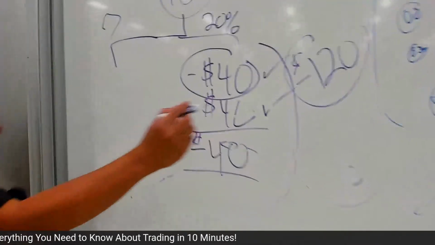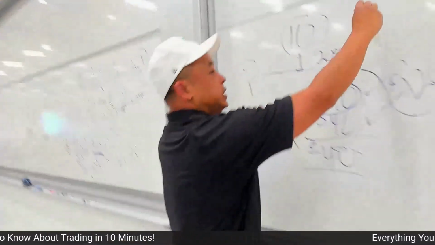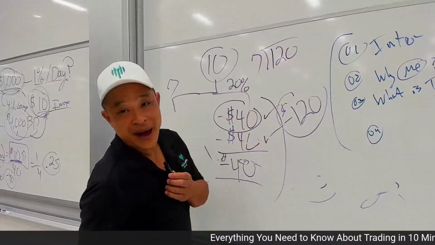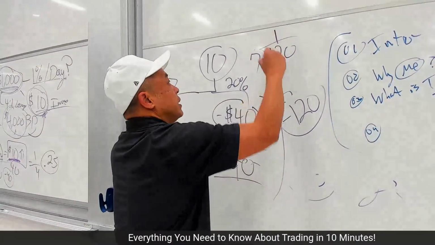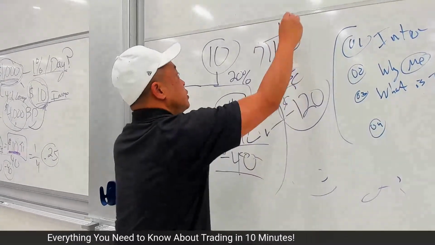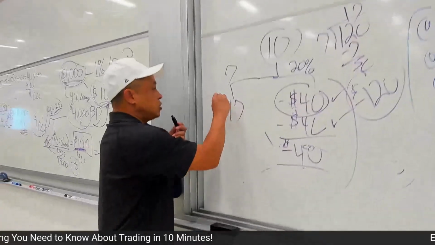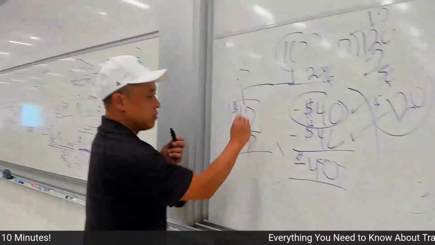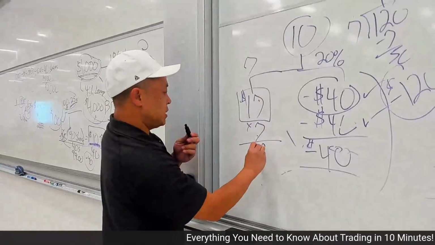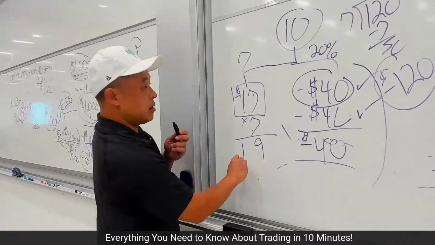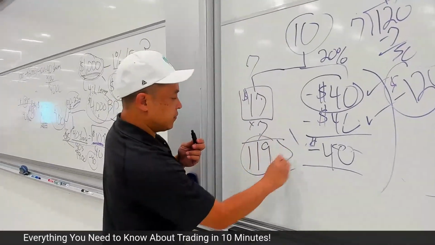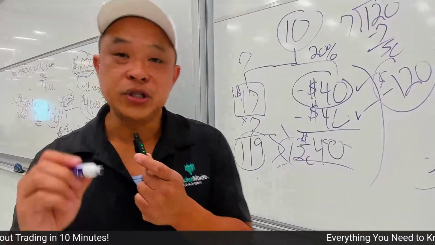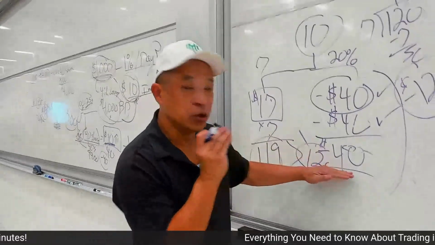So on average, how much do you have to make? What is $120 on average over 7 trades? I told you the math ain't that hard. You have to make $17 on average times 7, and that pays for your losers. Now that allows you to have another losing trade.